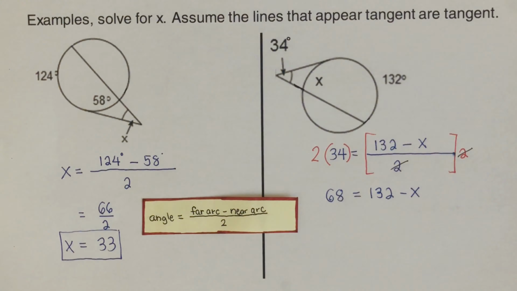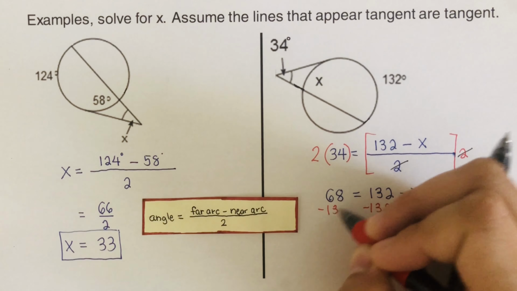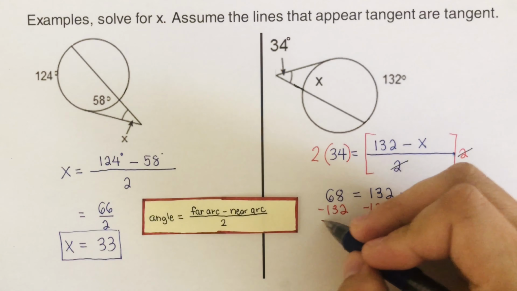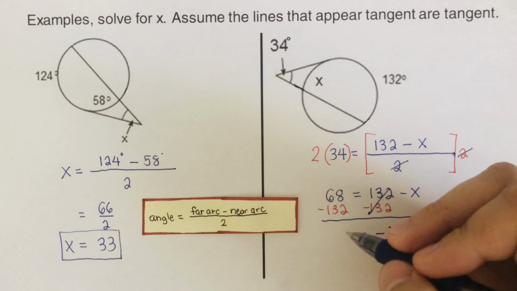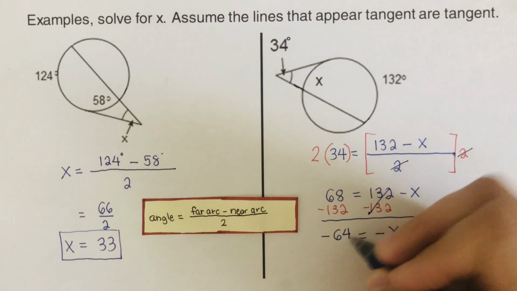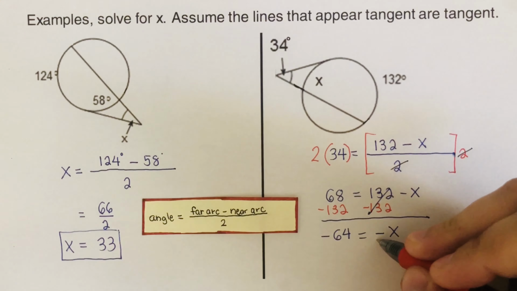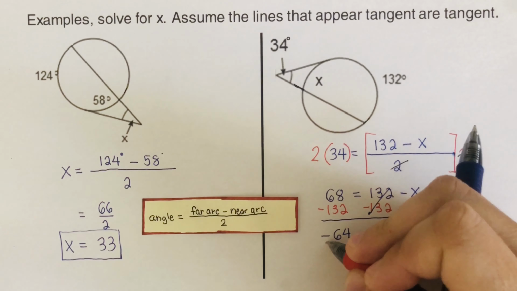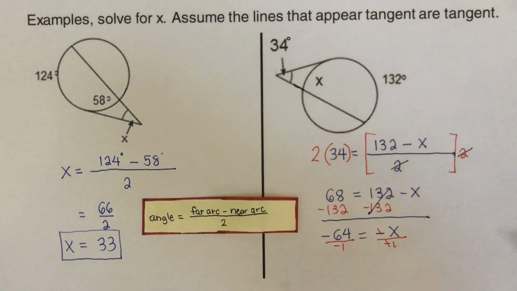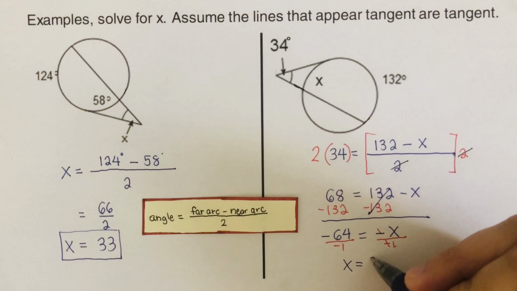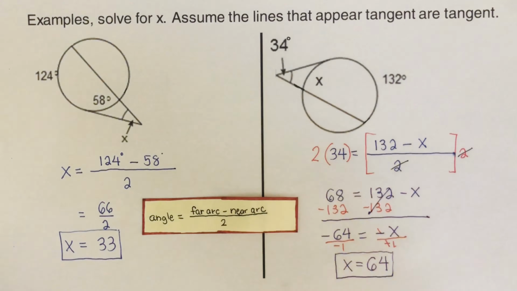We want the x by itself. So we're going to subtract 132 from both sides. So then we can cross the 132 out. We're left with negative x is equal to negative 64. Now, we want a positive x, not a negative x. So then we are going to divide both sides by negative 1. So we can cross the negative and the negative. So then our x is a positive 64. So that would be the value for our x.